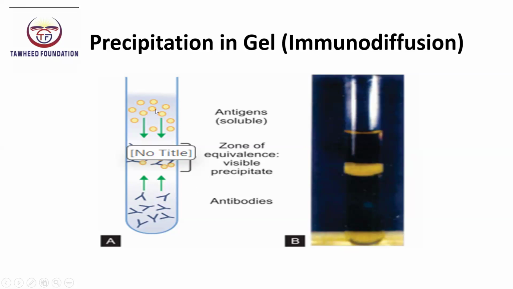So, the test works on the same principle as all precipitation reactions. When soluble antigen and antibody react at optimal concentrations, they form an insoluble complex that becomes visible as a precipitate. The reaction occurs in a liquid medium, so the precipitate collects as a ring where the diffusion fronts meet.